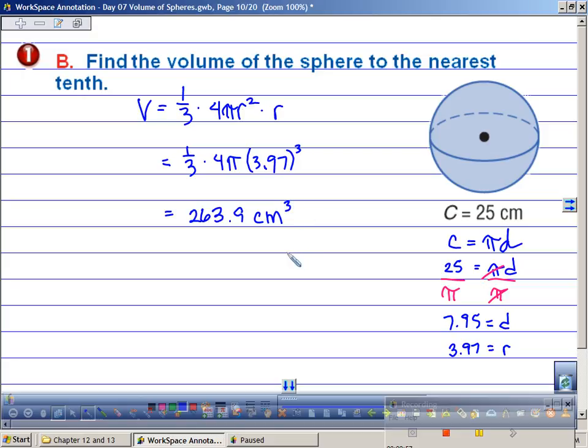So let's do that one. You take 25. You divide it by pi. You don't clear anything. You don't write the numbers. You just take 25, divide it by pi, divide it by 2. That gives you your radius. Cube your radius. Multiply that cube by 4 pi, and then divide by 3.